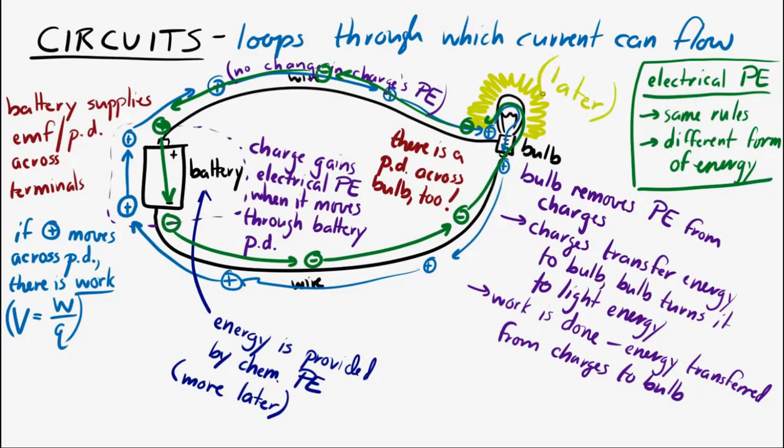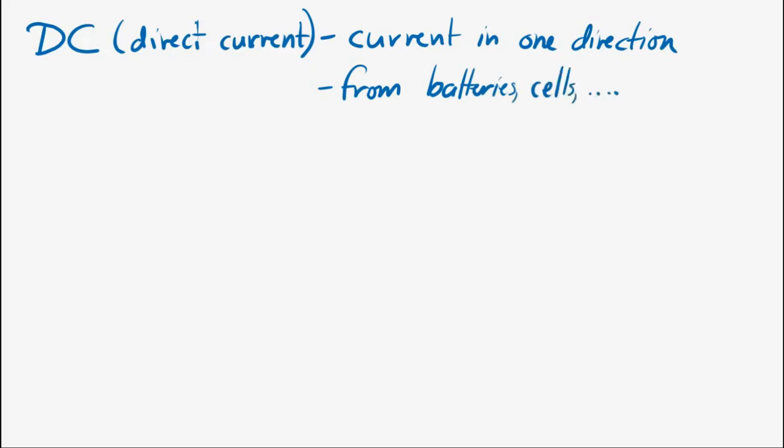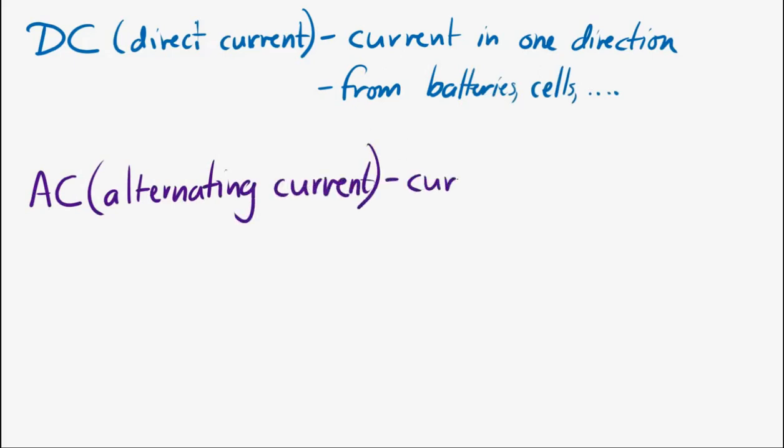Also, this type of circuit that I've explained is a specific type called a DC circuit, or a direct current circuit. It's a situation where the current travels in one direction continuously. This is the type of current that's created by batteries and electric cells, and it's the focus of this unit. But there is another type of current called AC, or alternating current. In those types of circuits, the current changes direction, goes back and forth.